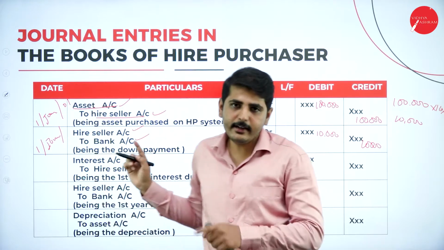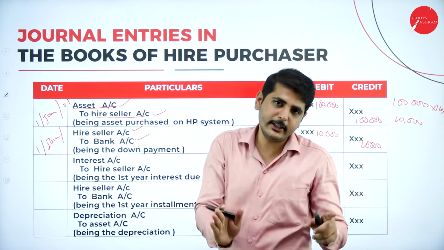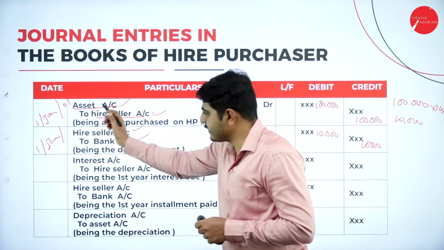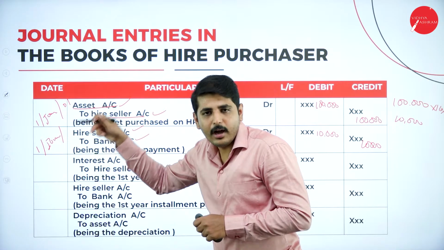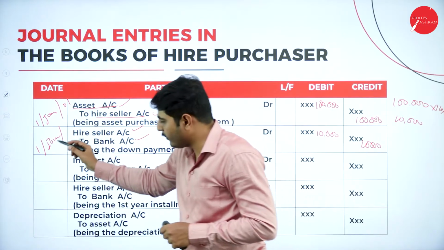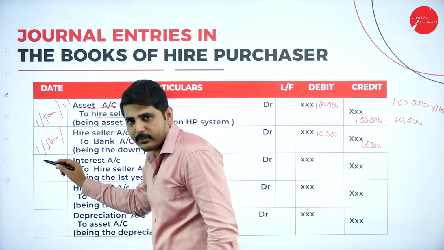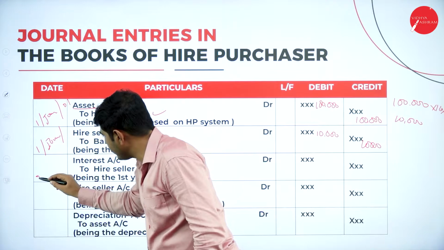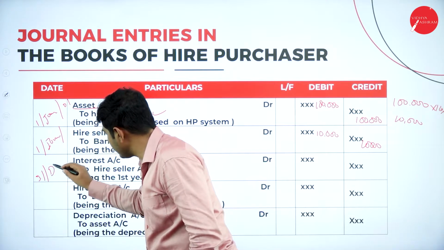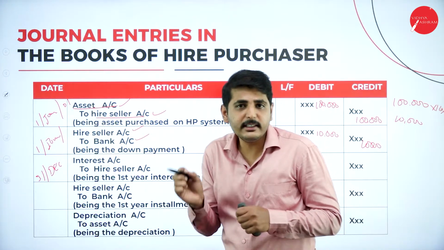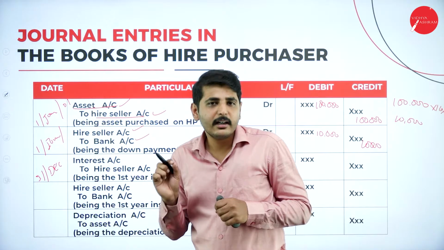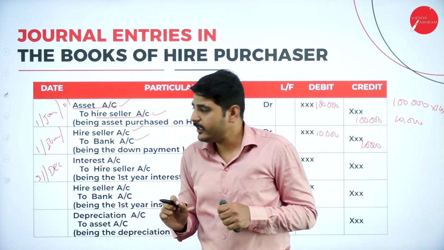Okay, now we did the down payment. See, I brought the asset to my home. Now I purchased the asset, I made the down payment, and I brought the asset home. After 1 year, for example, what is the last day of this year? 31st December. Now I have to pay the installment with interest.